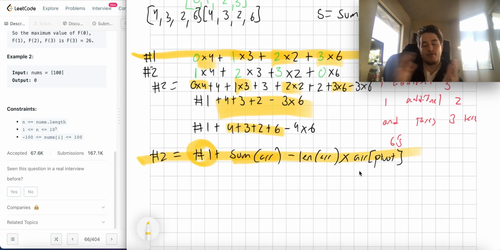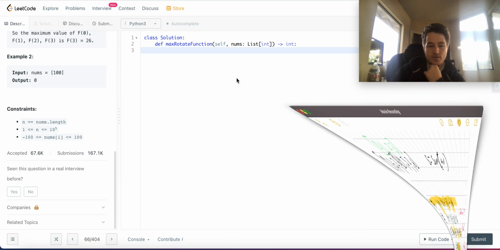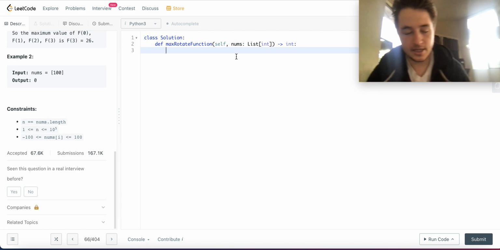And you could do that for any such pivot point, right? So that means you only have to do this operation n times, and each operation is constant. So this is an n time algorithm, okay? So with that, let's go ahead and try to solve the problem using the Leetcode.